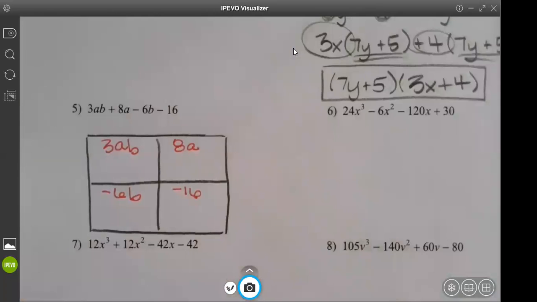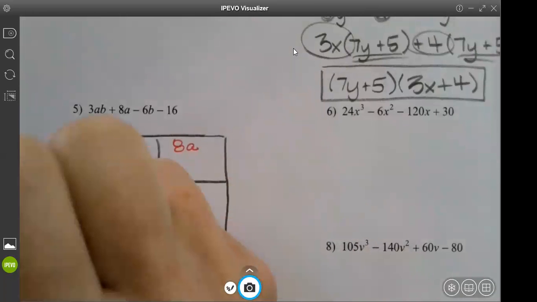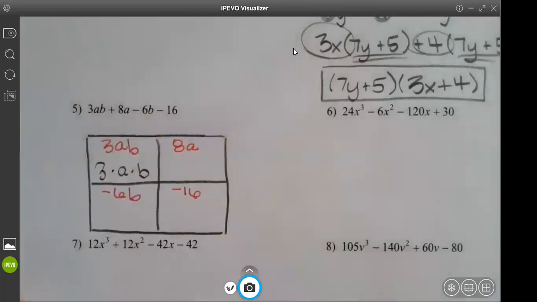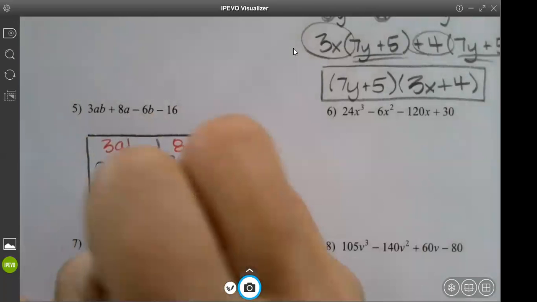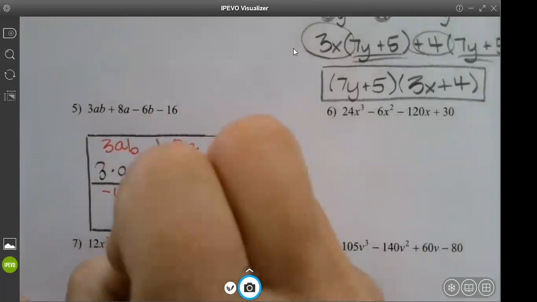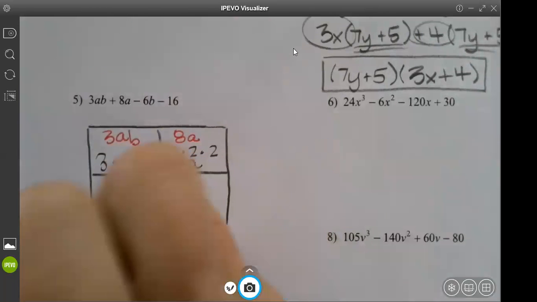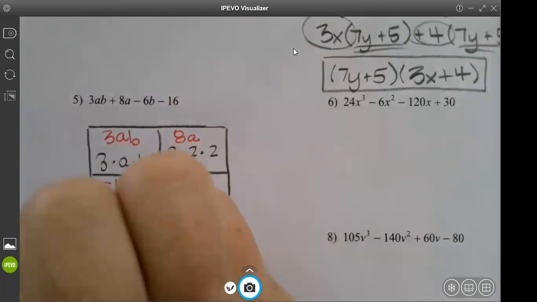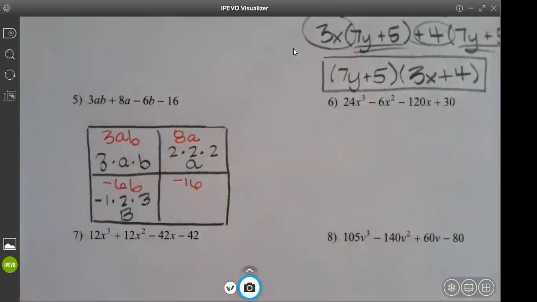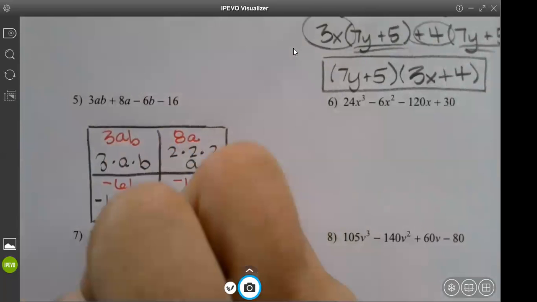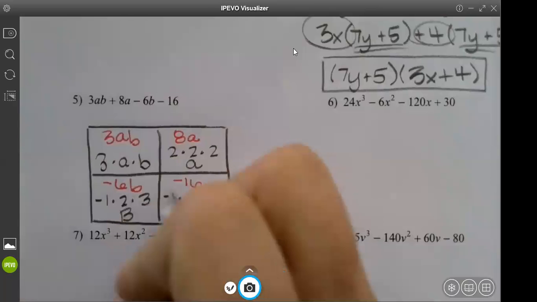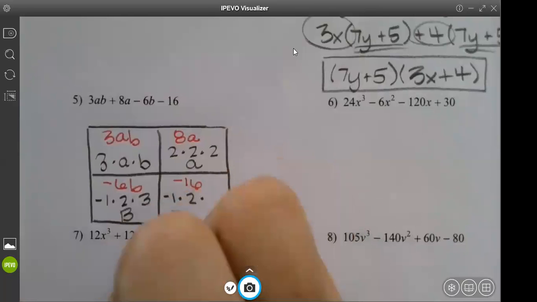Inside those boxes, I'm going to break those down, how we were doing the GCF just a second ago. Okay, so this one, nothing changes in it. You have a 3 and an a and a b. In the 8a, 8 is 2 times 2 times 2 and an a. We have a negative 6. That's a negative 1 times 2 times 3. And I'm going to put a capital B so it doesn't look like a 6. Negative 16 is negative 1. You said 16 was 2 times 8. 8 is 3 2s.